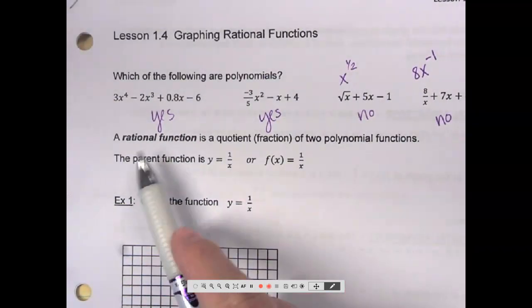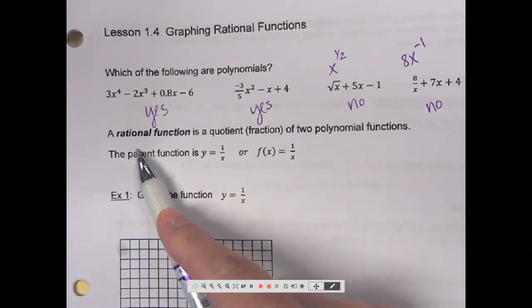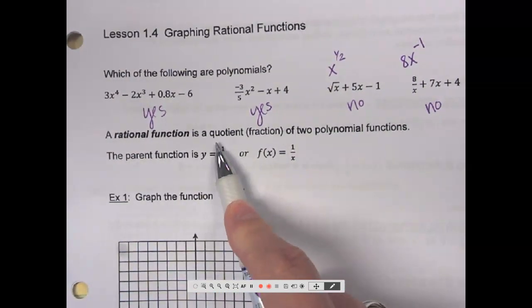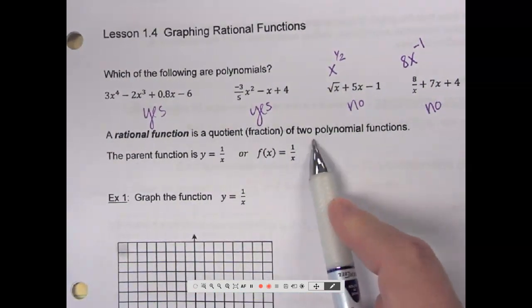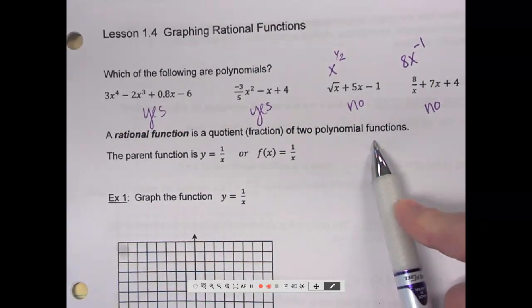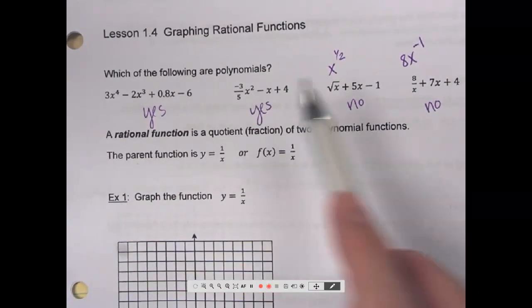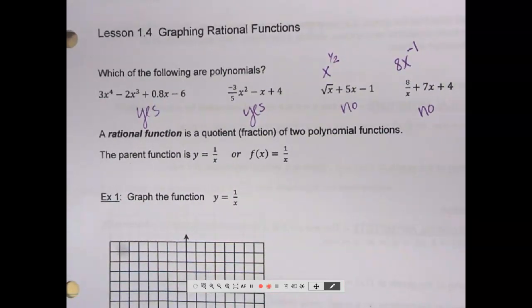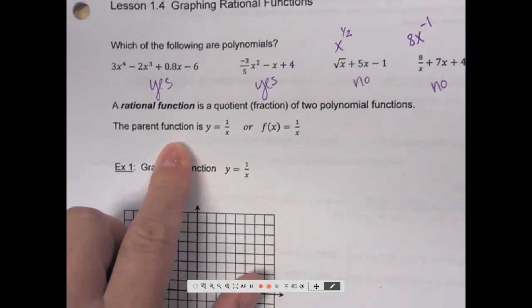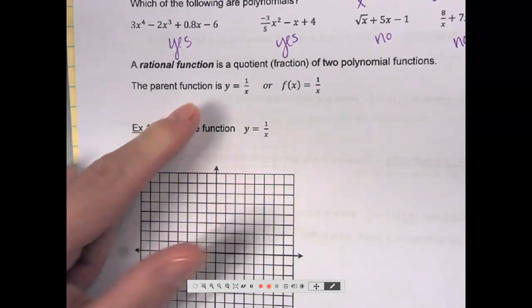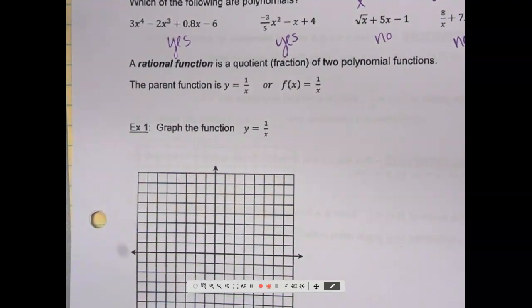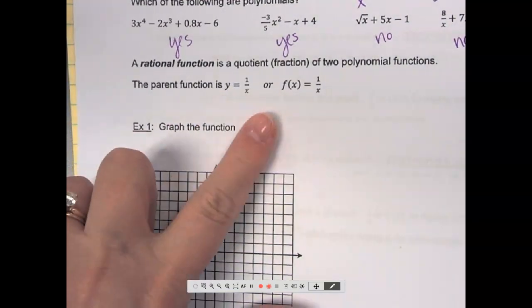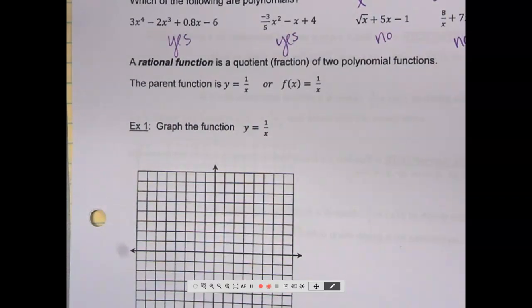Okay, if we have a rational function, remember I said think fractions, it is a quotient or a fraction of two polynomial functions. So we're going to be dealing with polynomial functions, but they're in a fraction form. Okay, so here's our most basic, vanilla, plain old rational function, 1/x. That's like the most simple rational function we could look at. So y equals 1/x or f of x equals 1/x. Okay, so let's graph it. And we're going to go old school.